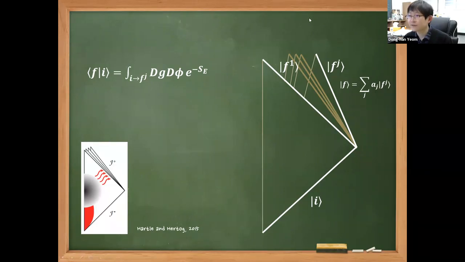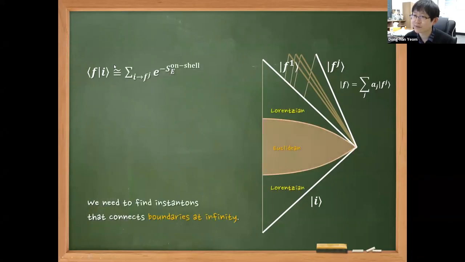So frankly speaking, I drew this figure by myself, but several days later, I noticed that in Hartle and Hawking's paper in 2015, he also drew a very similar figure. So start from the same initial boundary, but the final boundary must be in the superposition of several classical universes. So this figure is very consistent with this figure, I think.